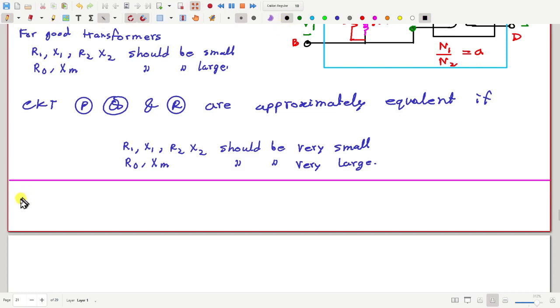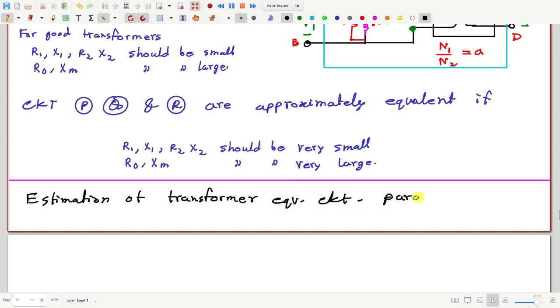No. Okay. So next we shall talk about estimation of transformer parameters, I mean equivalent circuit parameters. Transformer equivalent circuit parameters, I mean the estimation of R1, R2, X1, X2, R0, Xm, etc.